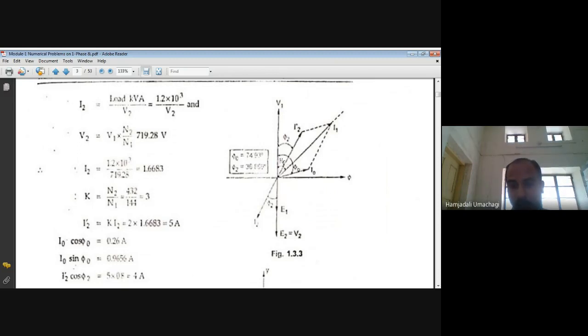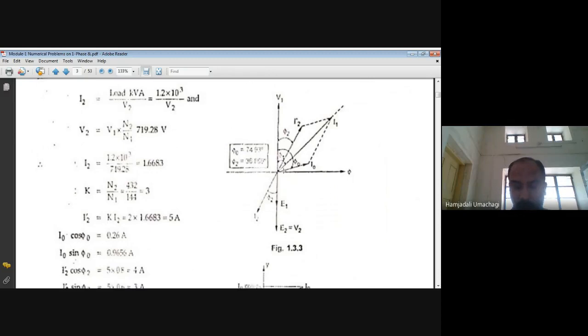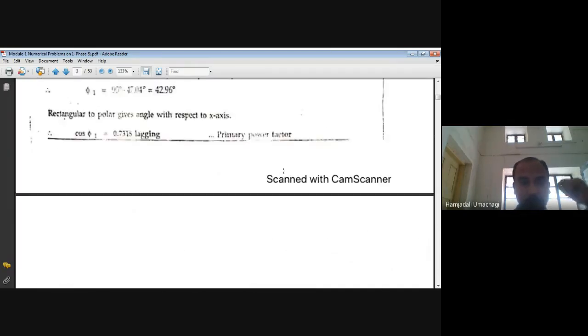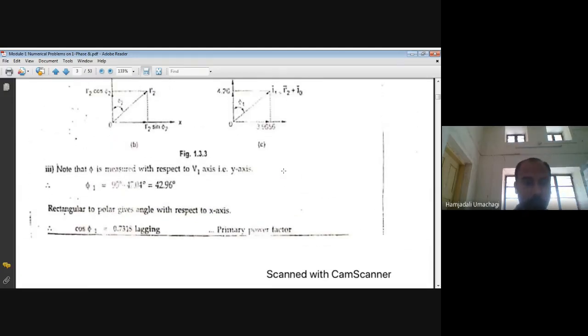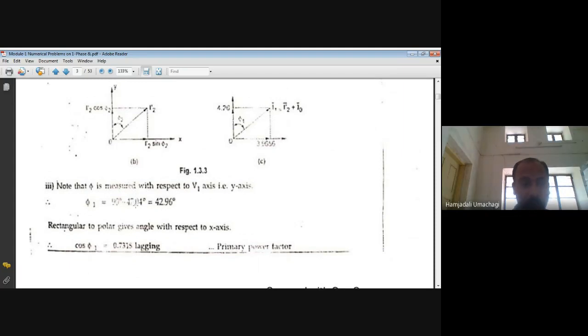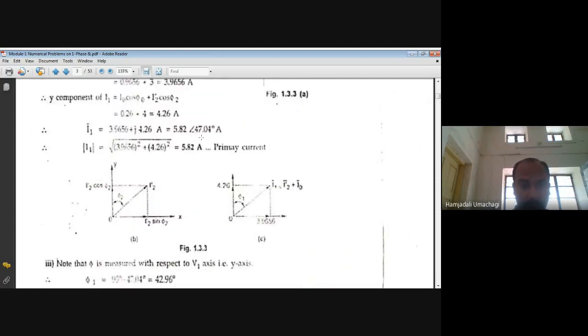If I want to get this value, let us see the solution part here. Note that phi is measured with respect to V1, that is the y axis. Phi 1 is equal to, so what is this 47.04? This is the angle given by the primary current I1, right?